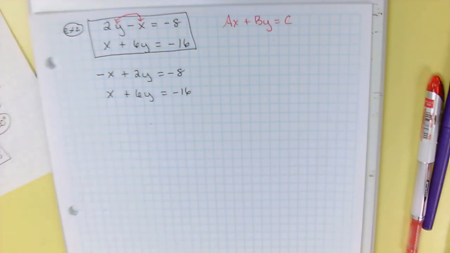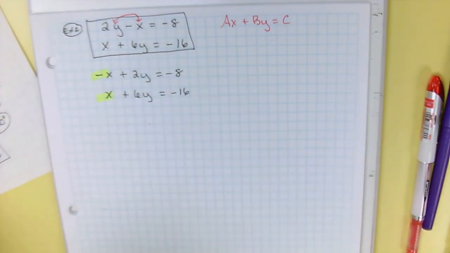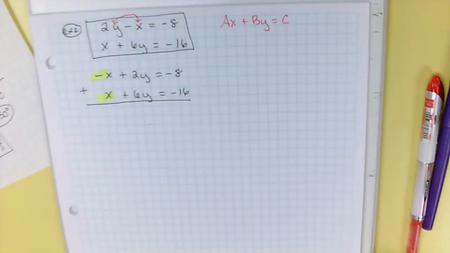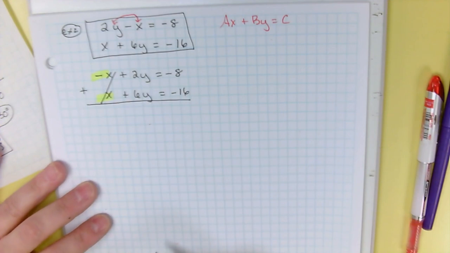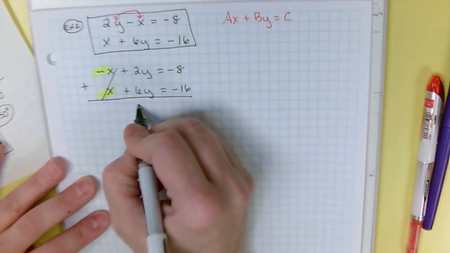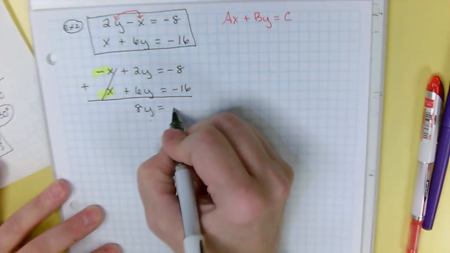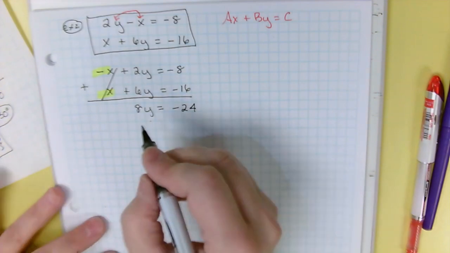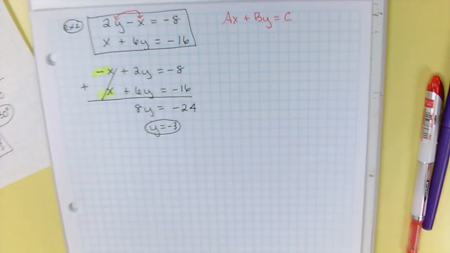Now, again, we get free gift with purchase. There's a negative x, there's a positive x. So 1x and negative 1x are opposites, which means we can draw a line and add these up the way they are. So x minus x is 0, it goes away. 6 plus 2 is 8y equals negative 8 minus 16 is negative 24. And 3 times 8 is 24, so y equals negative 3. We have our first answer.